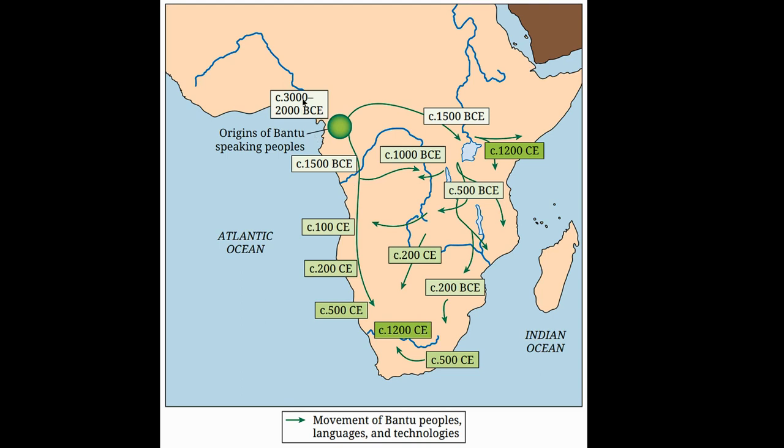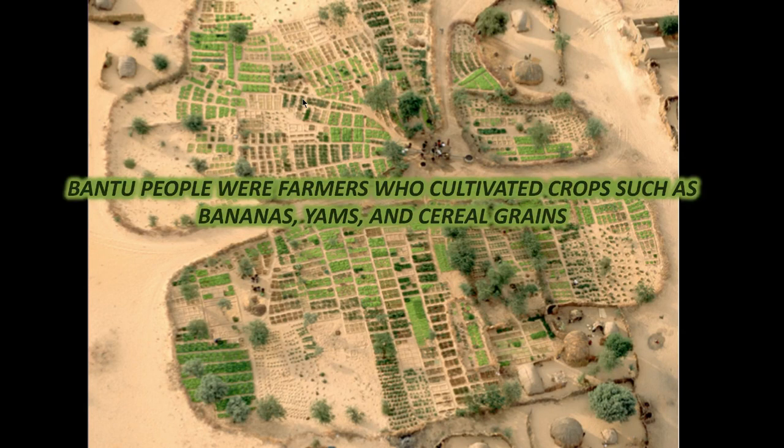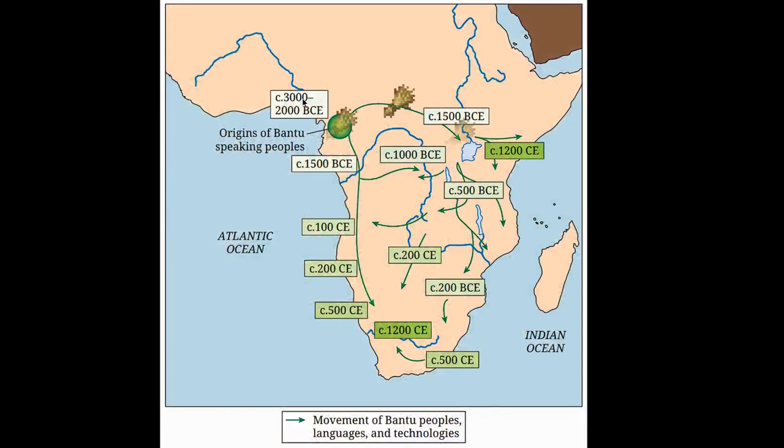So the Bantu people didn't just bring themselves and their language, they also brought some key technologies and skills with them as they were migrating to other parts of Africa. The first of those technologies and skills was farming. The Bantu people were very skilled farmers. They had agricultural settlements, and they, in particular, cultivated crops such as bananas, yams, and cereals. They were known to have produced a lot of grain crops. So we would see agriculture and farming spreading across southern and central and eastern Africa along with these Bantu migrations over time.